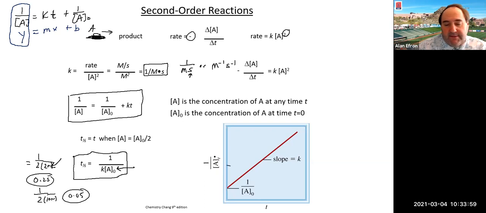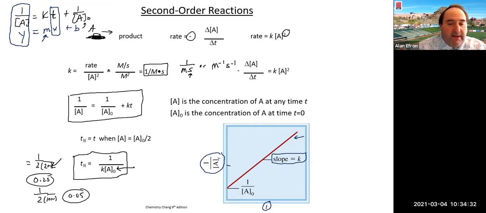On the y is the 1 over A. On the x is the t. And again, if we graph that, we will get a straight line, which is what we see here. We also see that straight line has a positive slope, and that means that the slope in this case actually will equal k, the rate constant. So the slope of that line will equal k, and obviously the y-intercept would equal that guy.